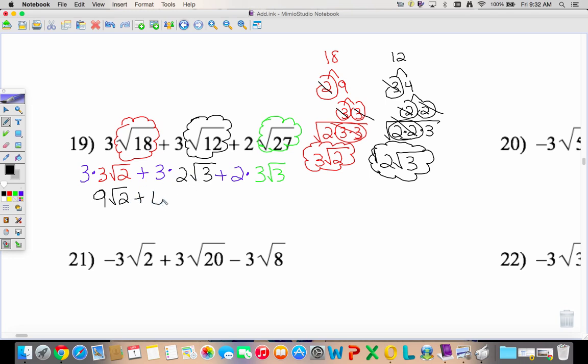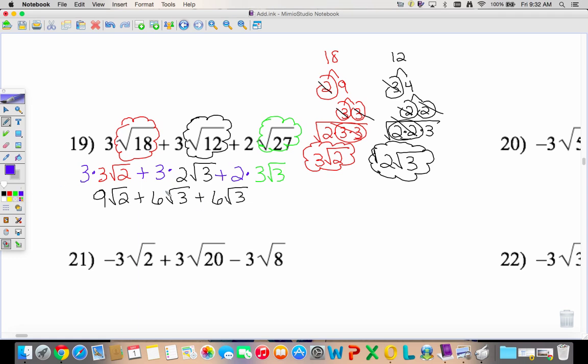So 3 times 3 is 9. So I have 9 square roots of 2. Plus 3 times 2 is 6. So I have 6 square roots of 3. Plus 2 times 3 is 6. 6 square roots of 3.